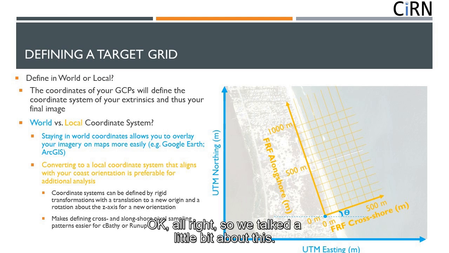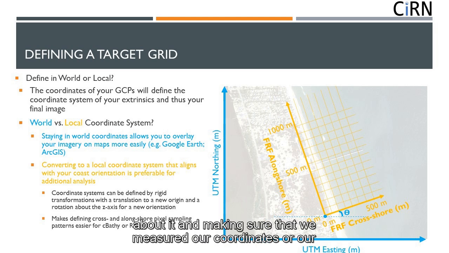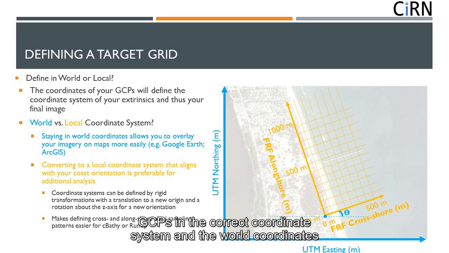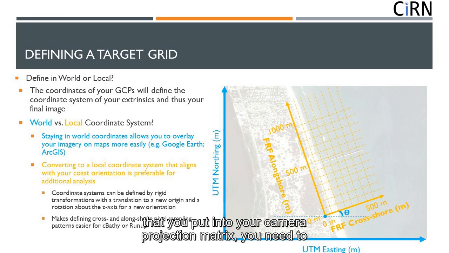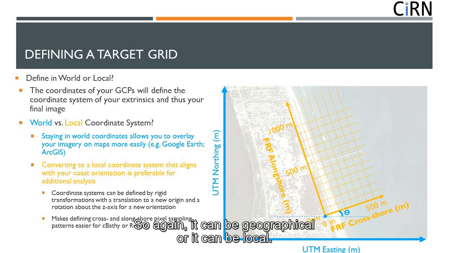All right. So we talked a little bit about this. You've seen this graphic before. We were previously talking about it and making sure that we measured our coordinates or our GCPs in the correct coordinate system. And the world coordinates that you put into your camera projection matrix need to be in that exact same coordinate system. So again, it can be geographical or it can be local.